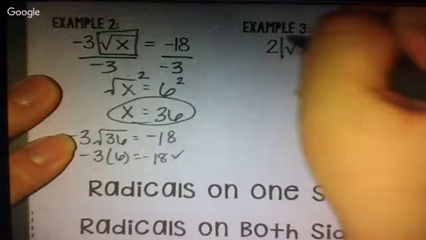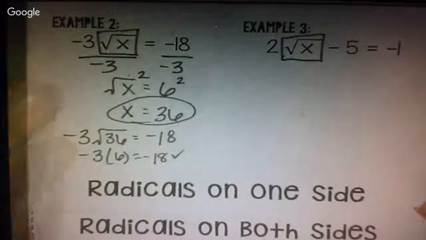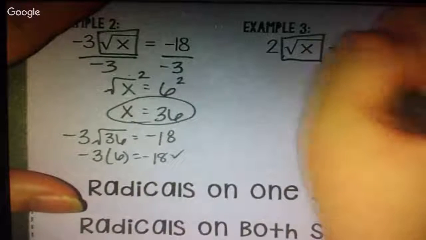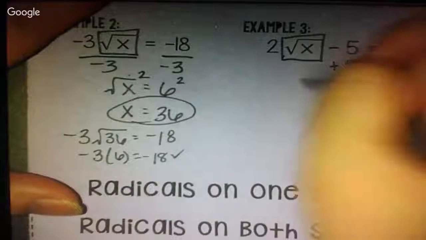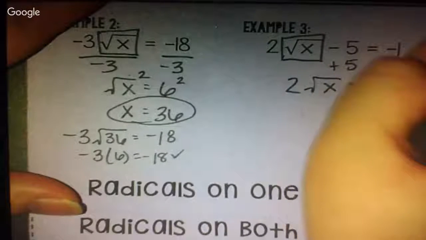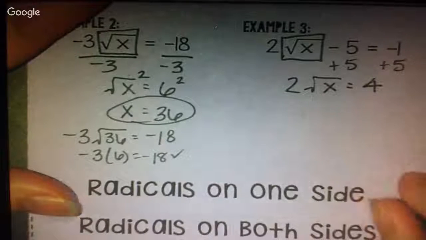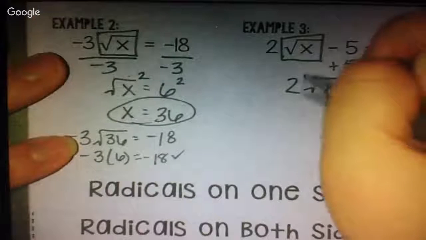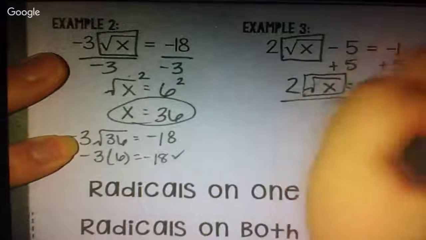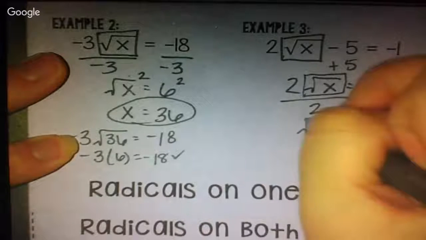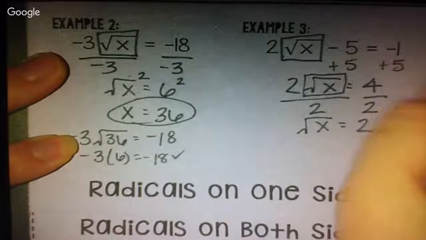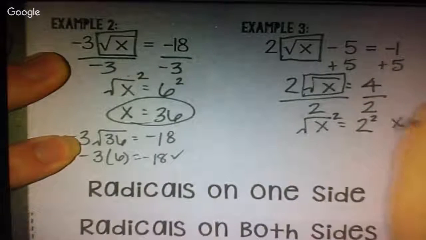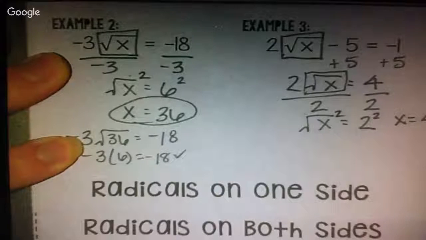Again, my goal: radical by itself. Plus 5. Add 5 to both sides first. So you get 2 square roots of x equals 4. And then do you divide by positive 2? Absolutely. Again, I'm still trying to get this by itself, so I need to get rid of that 2. So we divide. So the square root of x equals 2. Square it, which is 4. So when I square both sides, x equals 4.